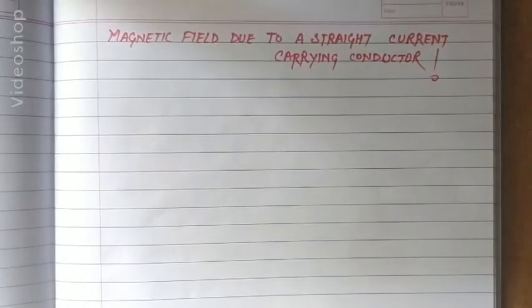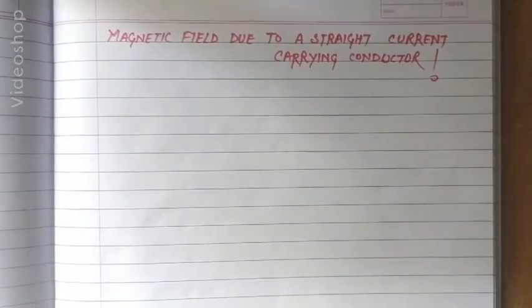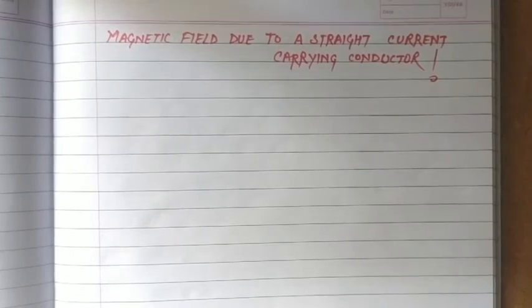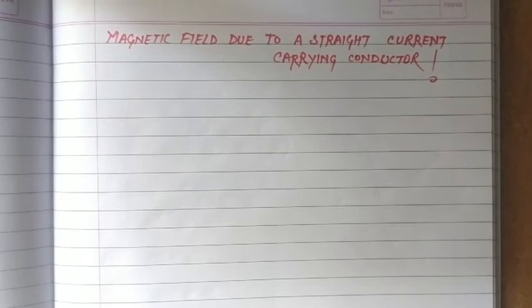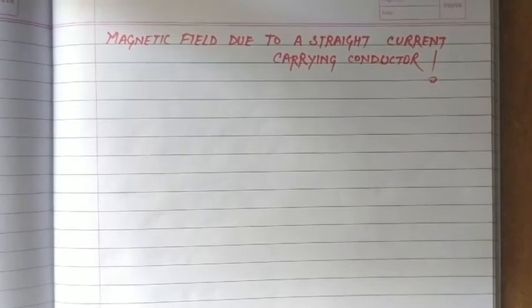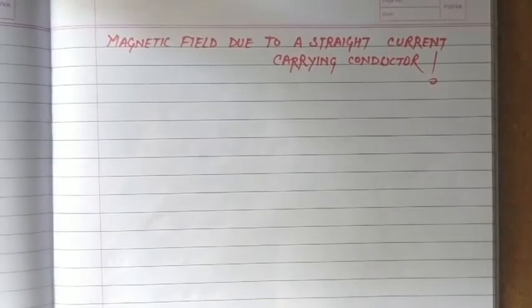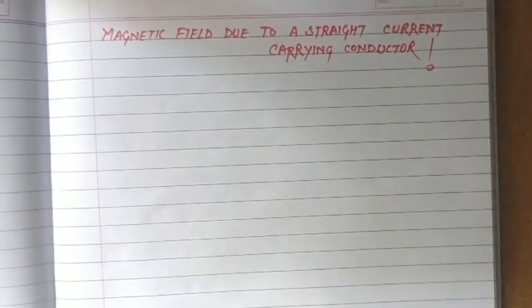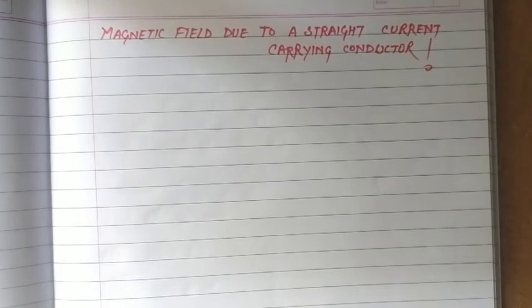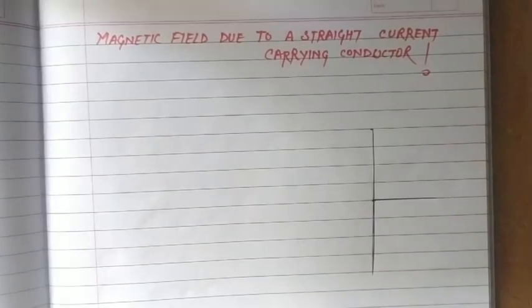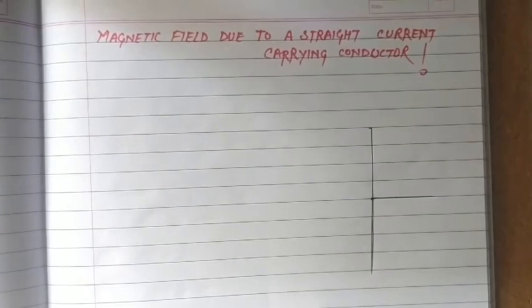Hello students, in this video we are going to study the magnetic field due to a long straight current carrying conductor. So basically we are going to take a long straight current carrying conductor and find the magnetic field around that conductor. We'll try to find the magnitude as well as the direction of the magnetic field that is set up around that straight current carrying conductor. So let's begin the process.